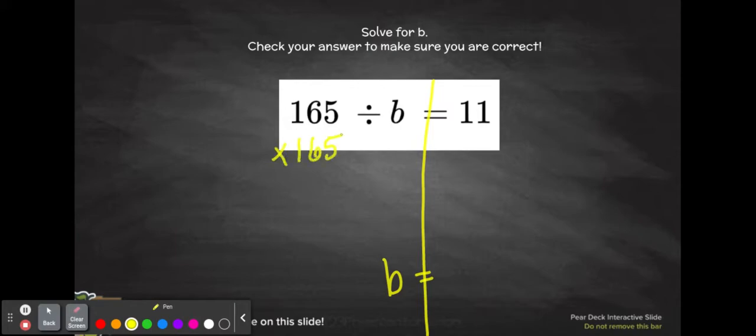If I did that, I'd end up with an answer in the thousands, and 165 divided by something like that is not going to give me 11. So there's a couple ways we can think about this. I'll do the longer way first, and then I'll show you a shortcut way.